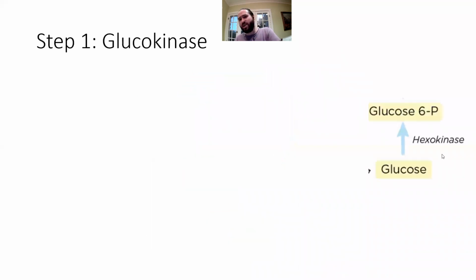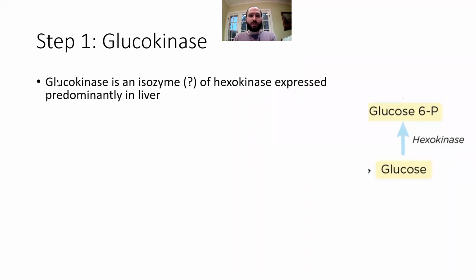This is one of the problems with this Jack Weston diagram: they called it hexokinase. Hexokinase is a glycolytic enzyme. Glucokinase is a glycogenic enzyme. Glucokinase is an isozyme of hexokinase expressed predominantly in the liver.